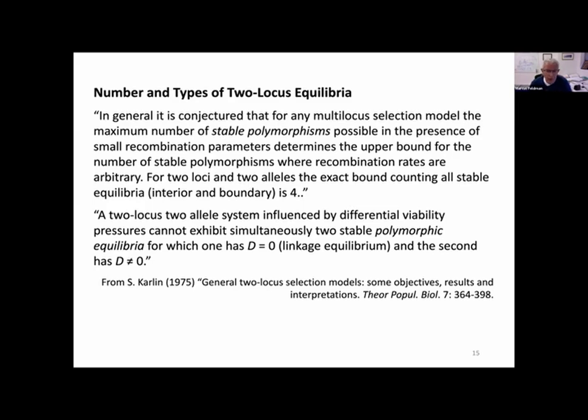And when Carlin wrote his review in 1975 of two-locus theory, which was in Theoretical Population Biology, he made the claim that for 2 loci and 2 alleles, the exact bound of all the numbers of equilibria containing interior boundary was 4. He also made the statement in that same review that a 2-locus, 2-allele system influenced by differential viability pressures cannot simultaneously have equilibria with the disequilibrium 0 and the disequilibrium non-zero. So those were 2 statements that Carlin made in that famous review, both of which were wrong.